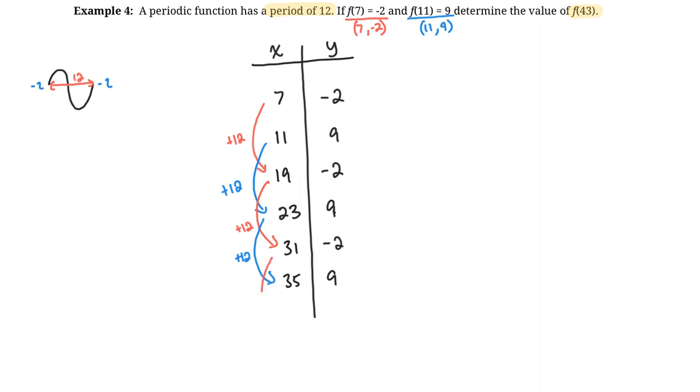And then if we add another 12 to 31, our x value is 43, and our y value is -2. And this is what we want. This is what we were looking for. We were looking for the y value when x is 43. So that means f at 43 is equal to -2.